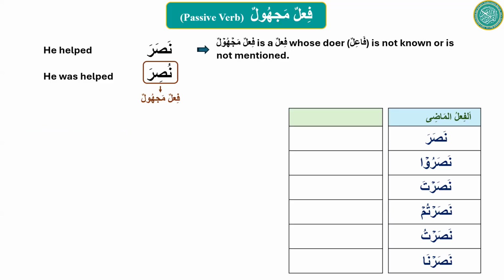And once we know the first word, we can make the rest. That is easy. So nusira, nusiru, nusirta, nusirtum, nusirtu, nusirna. Just need to know the first one, and the rest is easy.